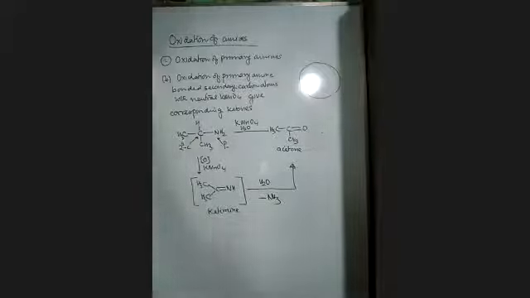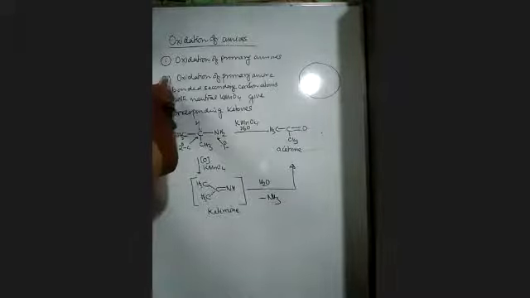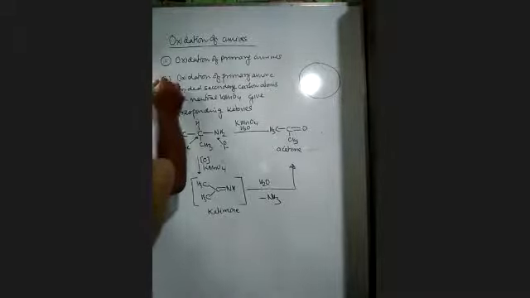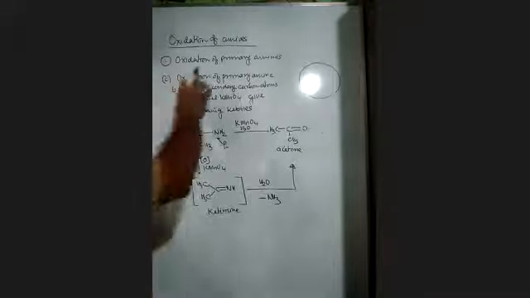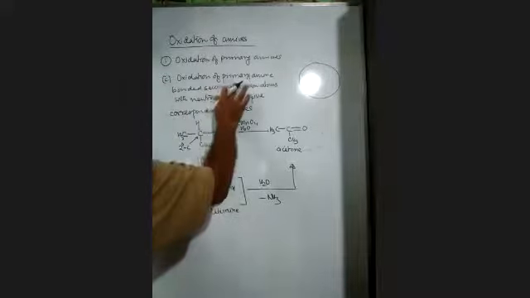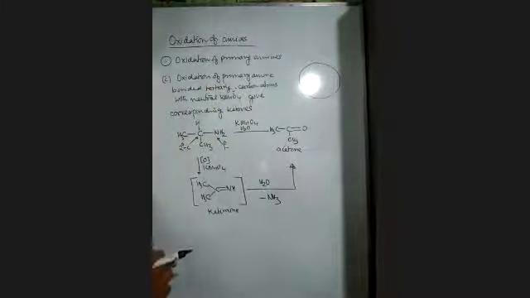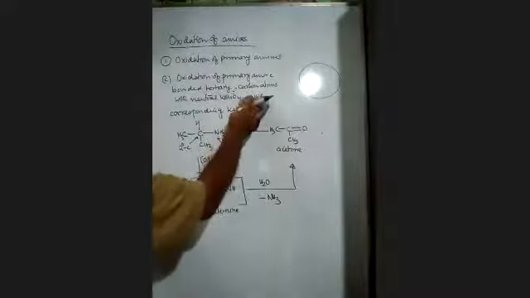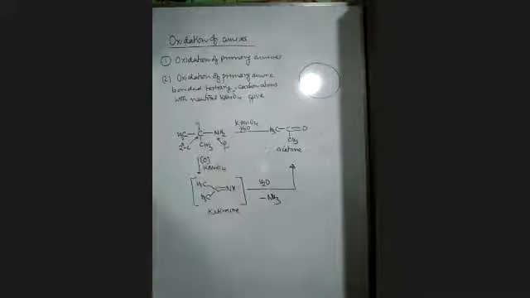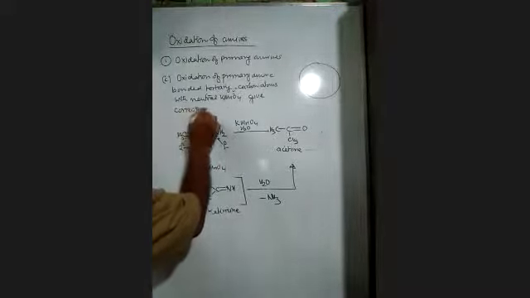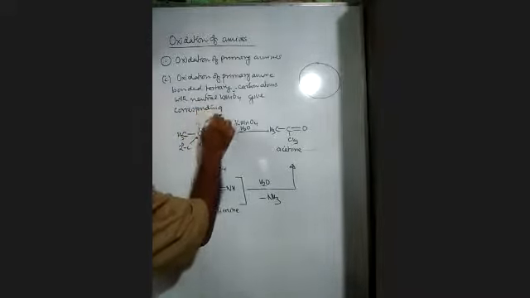Now, which I'm going to do here, this is frequently being asked in entrance exams. Oxidation of primary amine bonded to tertiary carbon atoms. Tertiary carbon atoms give corresponding nitroalkanes.